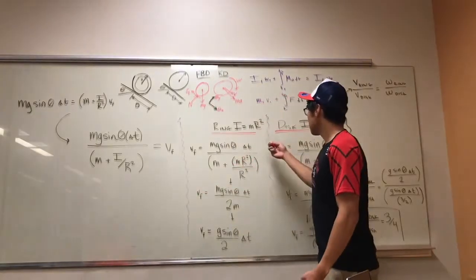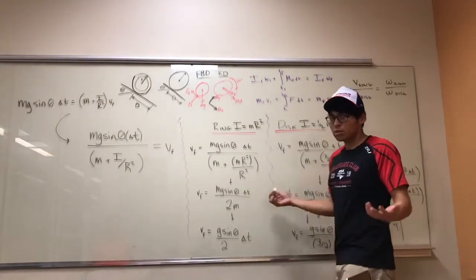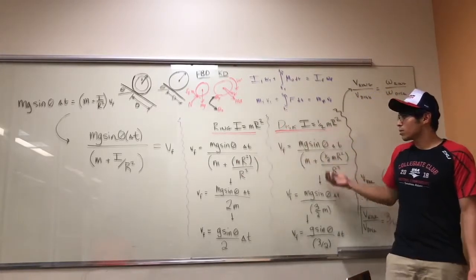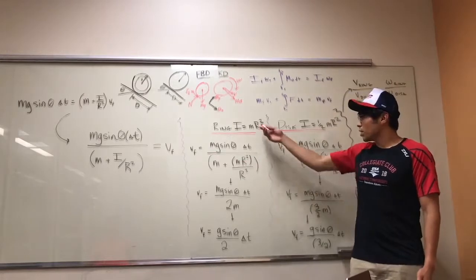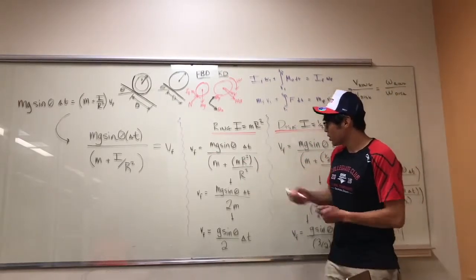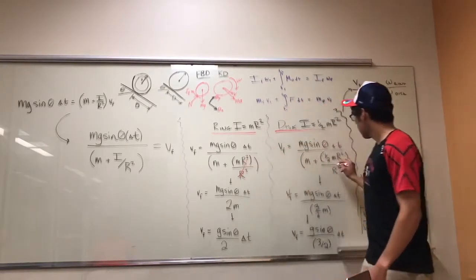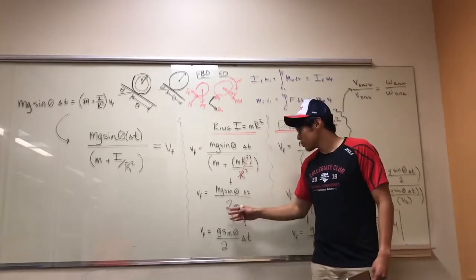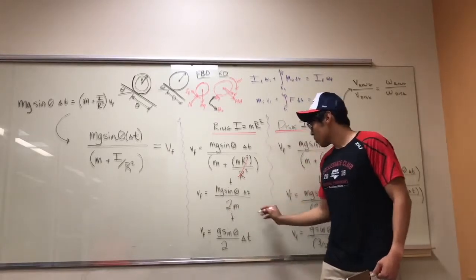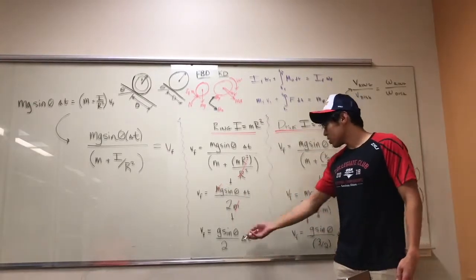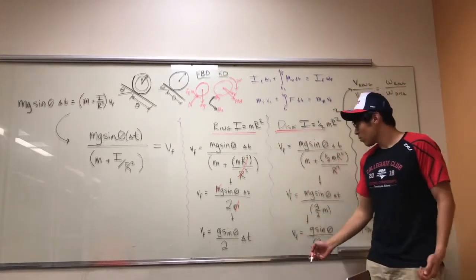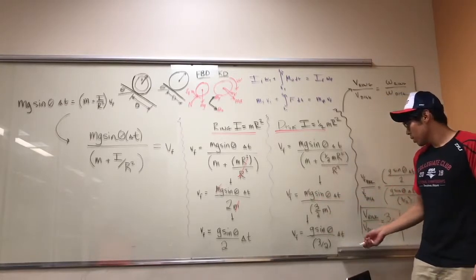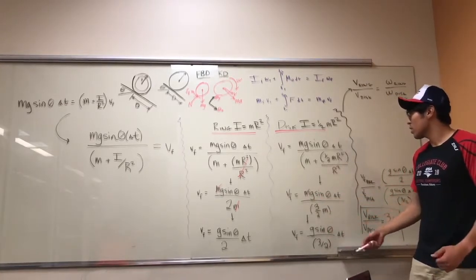Now we're going to determine the velocity for both the ring and the disk using the inertia provided. The inertia of the ring is mr squared, and the disk is 1/2 mr squared. We plug in the inertia for both objects separately. After simplification, the radii cancel out for both, and for the ring our velocity final has 2m in the denominator, which further simplifies to g sine theta delta t over 2. For the disk, likewise, the masses cancel out, and we have g sine theta delta t all over 3/2.